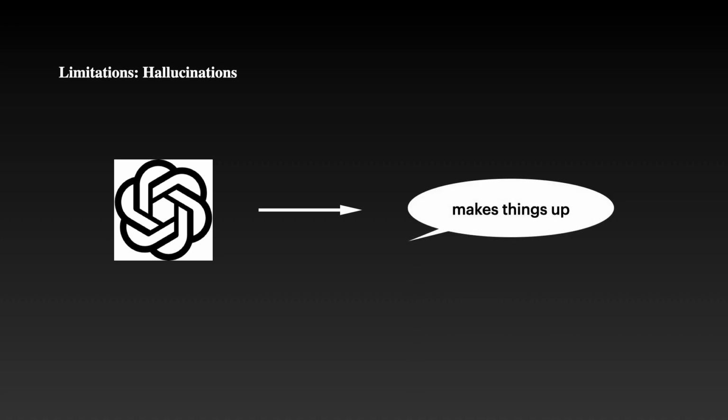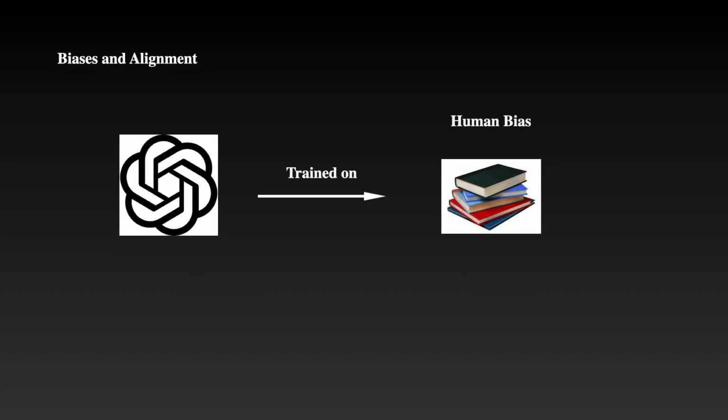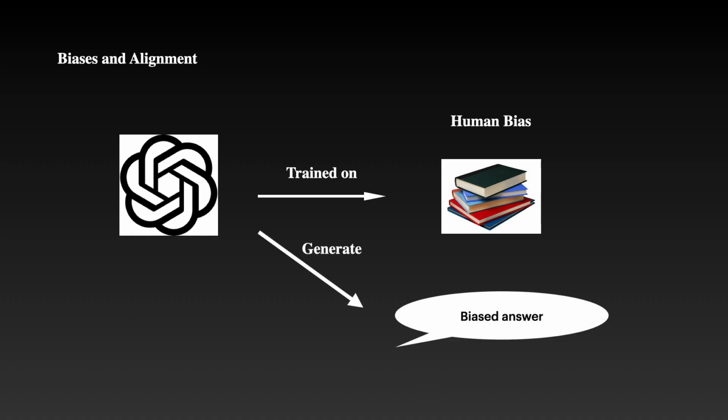ChatGPT also has limitations. It can hallucinate, meaning it sometimes makes stuff up. It sounds confident even when it's wrong. ChatGPT is also limited by memory and context limits. It doesn't have memory by default. It only sees what's in the current conversation window, maybe a few thousand tokens. Since it was trained on human data, ChatGPT can also reflect human biases. OpenAI works to align it with safe and fair principles.